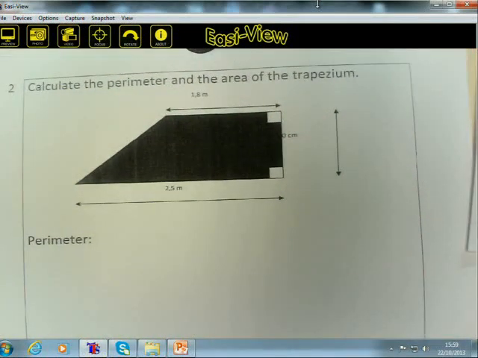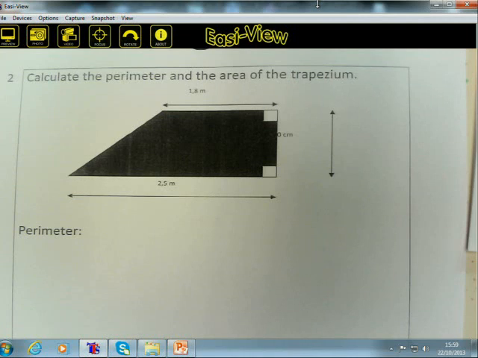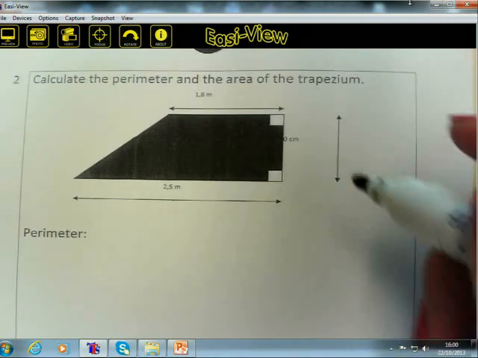Now we go on to question number 2. In question number 2, they give you a shape and they say calculate the perimeter and the area of the trapezium. Now we do not have the formula for that, especially for the perimeter. This is a shape that we do not have the perimeter. And now it's a compound figure. So we will have to use something else to help us to calculate this.